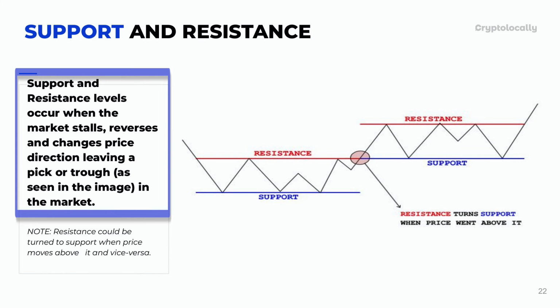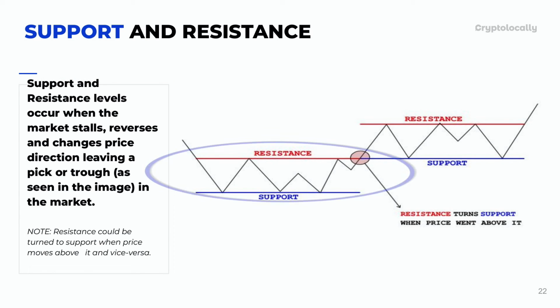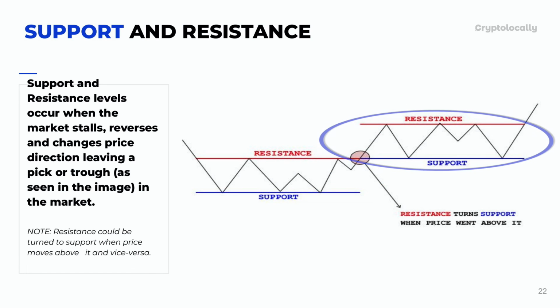We said support and resistance levels occur when the market stalls, reverses, and changes price direction, leaving a peak or a trough as seen in the image. You can see this is support. Anytime price touches it, it moves up. And this is a resistance. As soon as price broke above this resistance, that resistance started serving as support. You can see, and there's a new resistance.